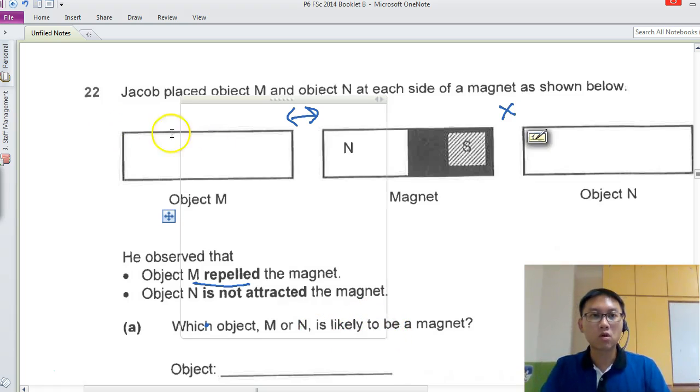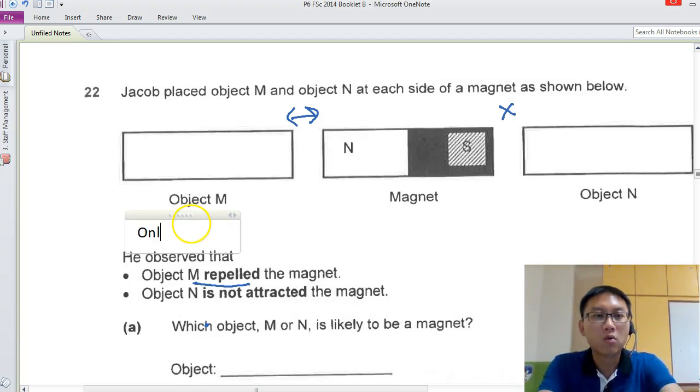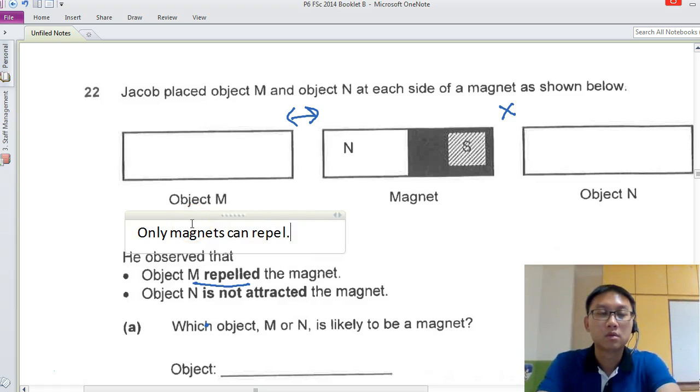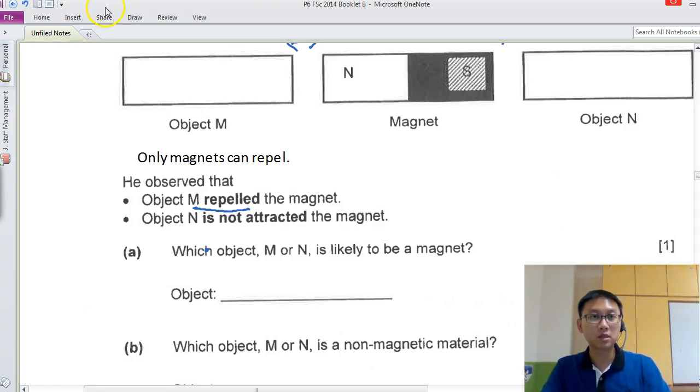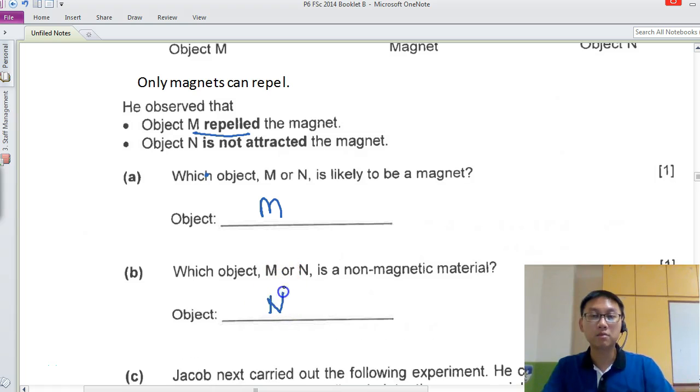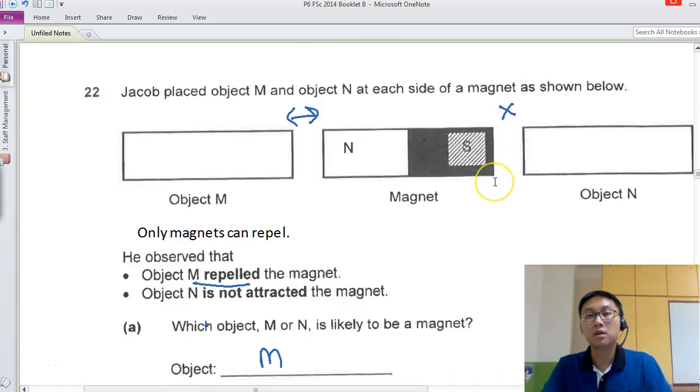So let's recall our concepts here. When we talk about magnets, remember only magnets can repel. If it's a magnetic material, it doesn't repel. So is object M a magnet? Yes. So object M is likely a magnet. So the non-magnetic material definitely will be N, because nothing happened here. If nothing happened, then obviously it's not even magnetic, because if it's magnetic, N will be attracted.